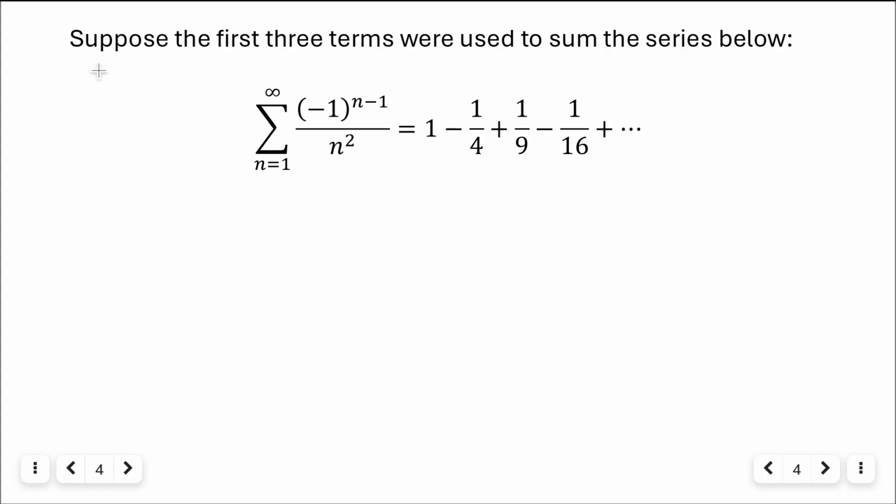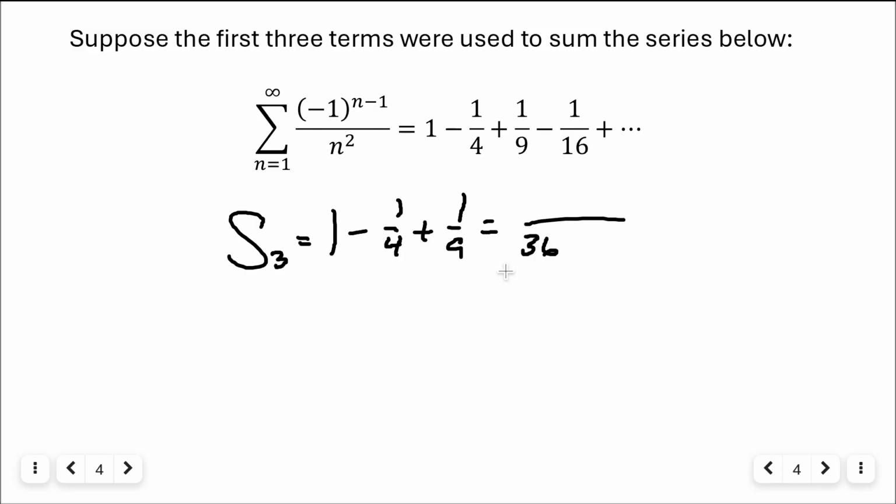Okay, suppose the first 3 terms were used to sum the series below. All right, here's the series again. Let's say I want to find S sub 3. So that would be 1 minus 1/4 plus 1/9. So let's do that. 36 is the common denominator, I think, right? So 36 is the denominator.